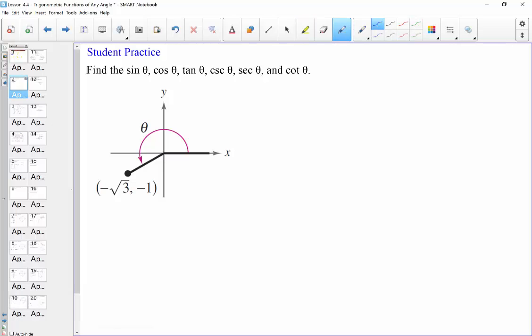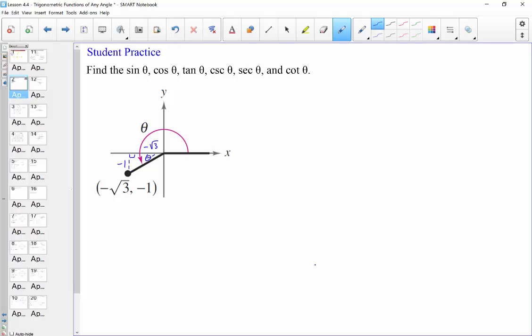In this problem, we're asked to find all 6 of the trigonometric functions of angle theta. Let's first start by identifying our reference angle, theta prime, which is located between the terminal side of angle theta and the x-axis. We can label that on our diagram here. We can also draw or form our right triangle, and then label the sides of the triangle that we know, -1 and -√3, based on our coordinate.